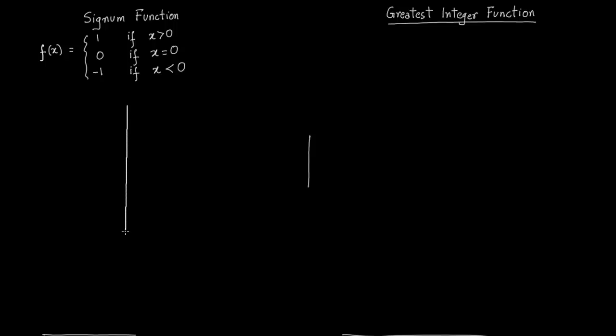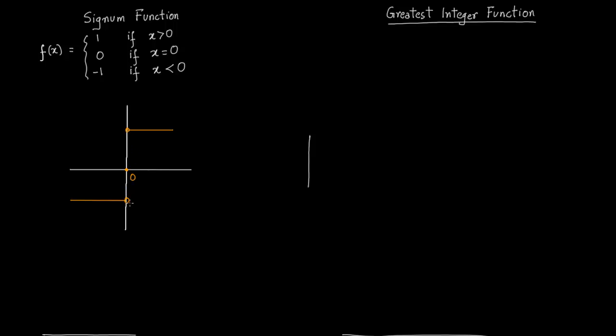We draw the y-axis and the x-axis. So I have drawn 1 for x greater than 0, minus 1 for x less than 0. And for x equal to 0, we have 0 here. So there is a hole right here. I've drawn a hole.